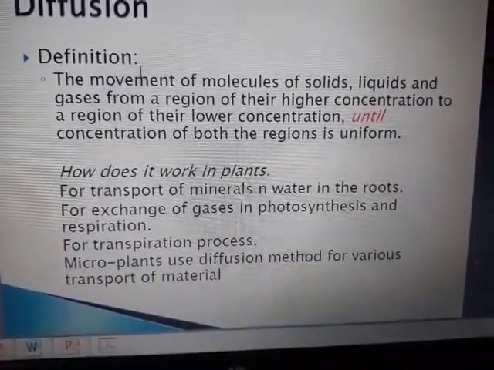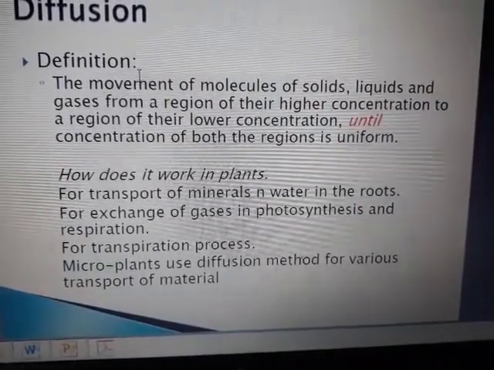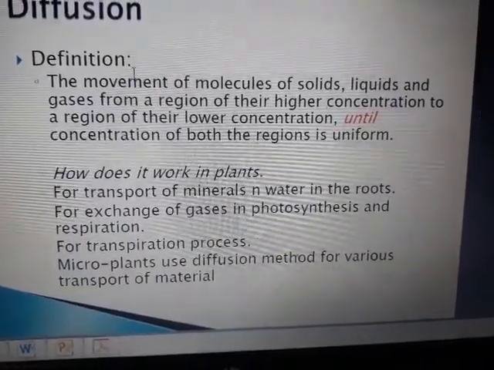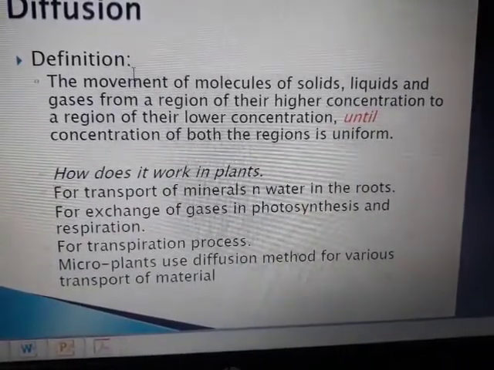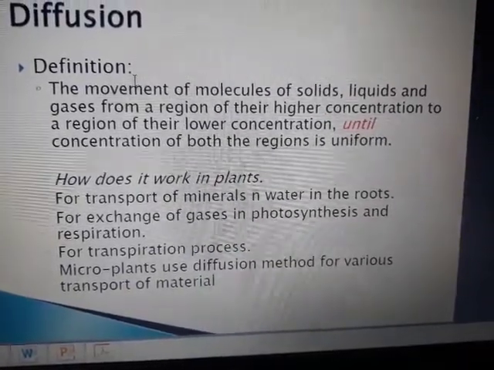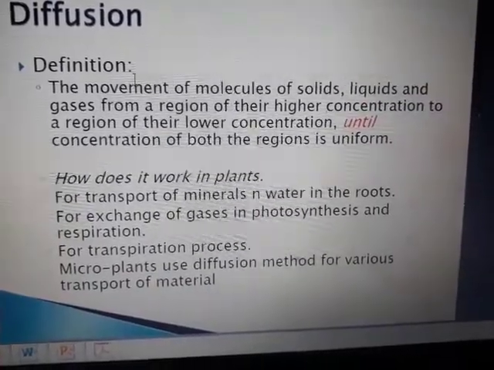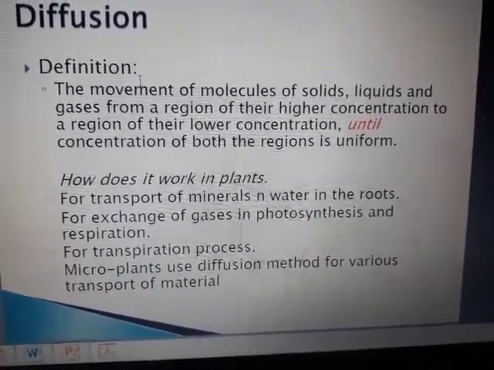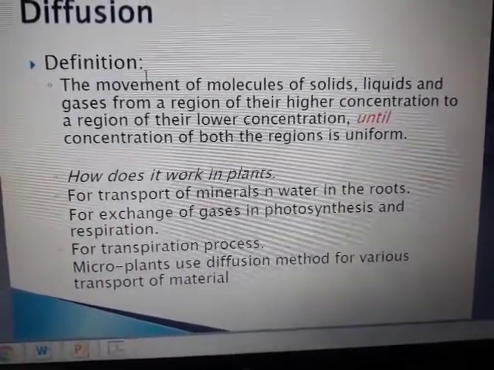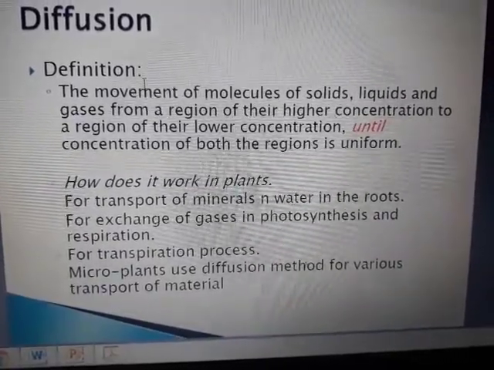Okay, so it says whenever there is the higher concentration of the molecules, it might be of the solids, liquids, or the gases, the molecules are going to travel from the higher concentration towards the lower concentration. Just like if you climb to the top of a hill and you're coming down, just like the waterfall, from higher concentration to the lower concentration, right? That is called diffusion, until the concentration of both the sides becomes uniform, it becomes equal.